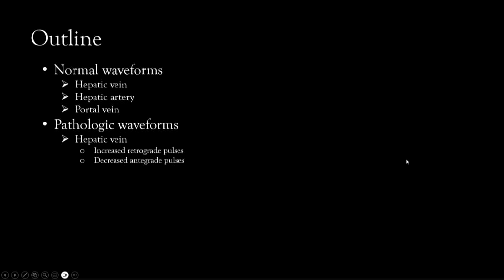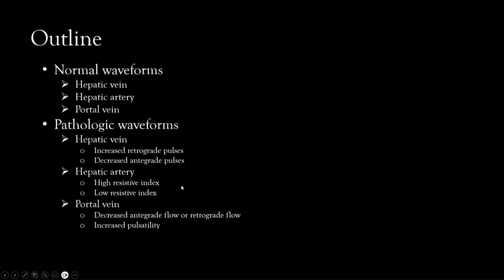We'll start with the hepatic vein, and we're going to try to classify those abnormalities into either increased retrograde pulses or decreased antegrade pulses. For the hepatic artery, we'll try to classify those as either high or low resistive index abnormalities. And for the portal vein, we'll lump those into two categories: cases in which we see decreased antegrade flow or even retrograde flow, and then cases in which we see increased pulsatility of the portal vein.